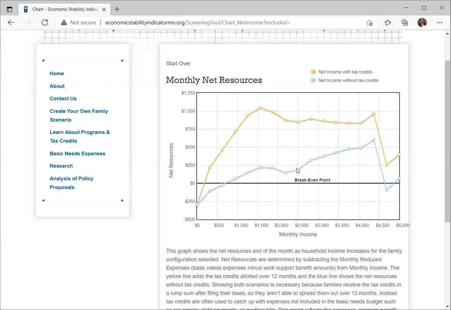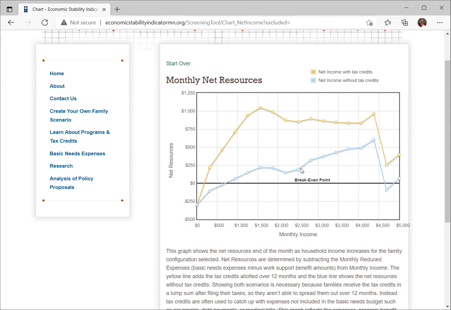Here is where the family would lose the medical assistance for adults. At this point, they will have to be enrolled in Minnesota Care, and they'll have to pay a premium for their Minnesota Care benefits. And at this point, they're still enrolled in SNAP. They're still enrolled in WIC. They still have their housing benefits. And then they have their childcare benefits as well. And then they have that medical assistance for children.